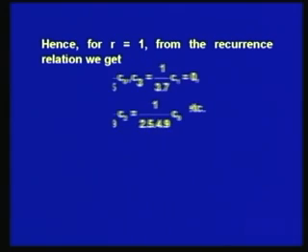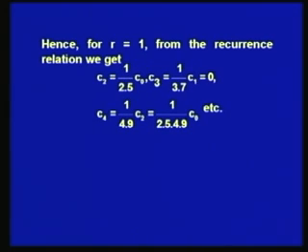Hence for r equal to 1, from this recurrence relation we shall have C2 equal to C naught over 2 into 5, C3 equal to 1 over 3 into 7 into C1, but C1 is equal to 0, so C3 is also 0, and C4 will turn out to be 1 over 4 into 9 into C2. The value of C2 we substitute here in terms of C naught and get C4 as 1 over 2 into 5 into 4 into 9 into C naught, etc.